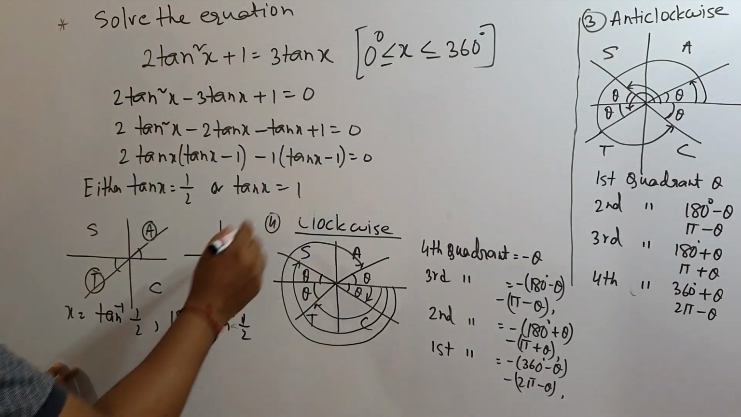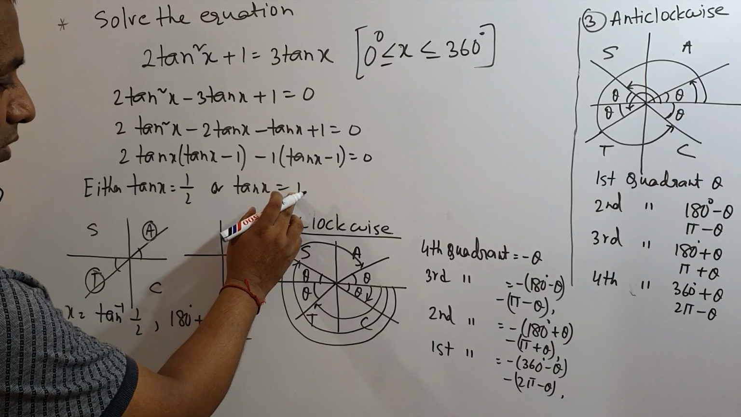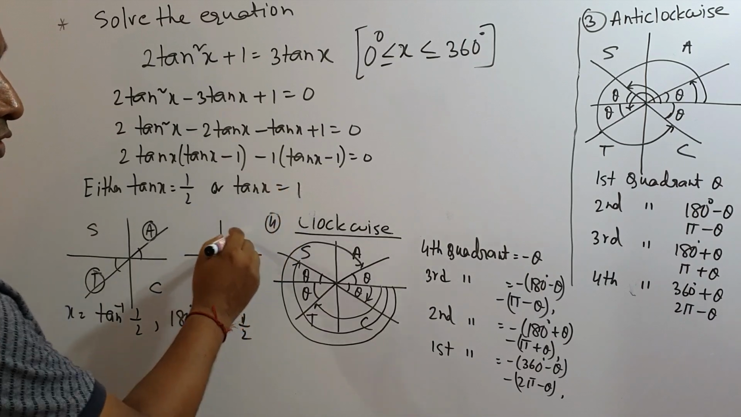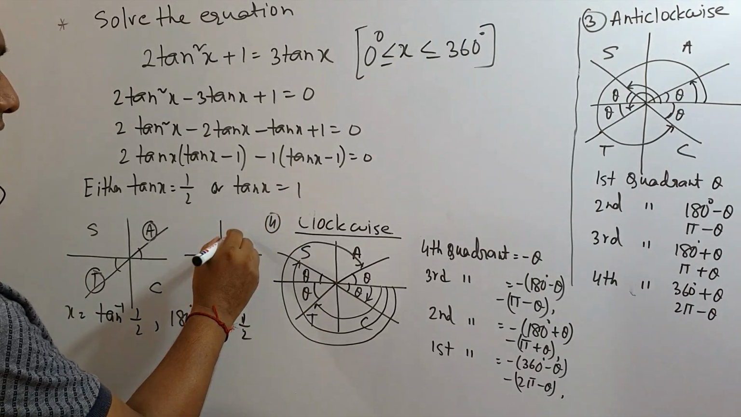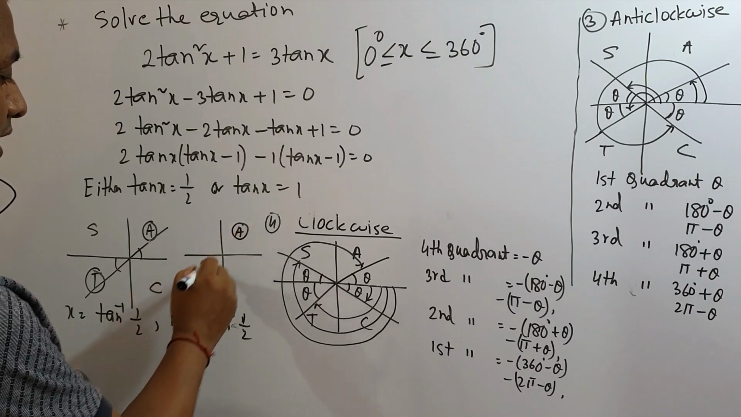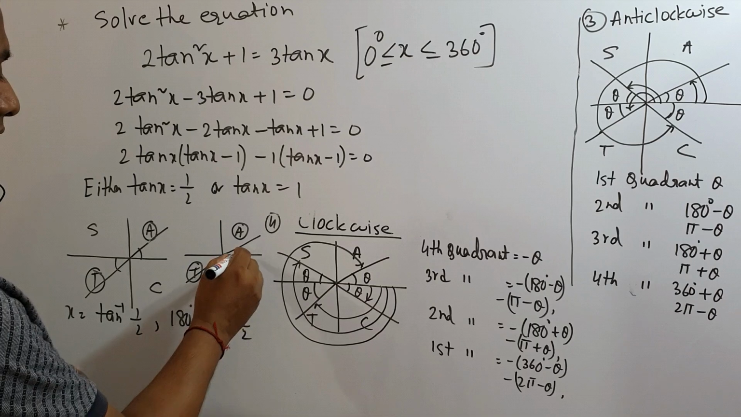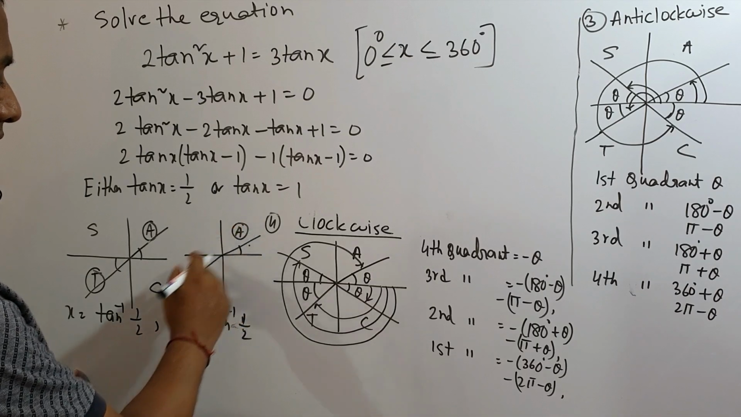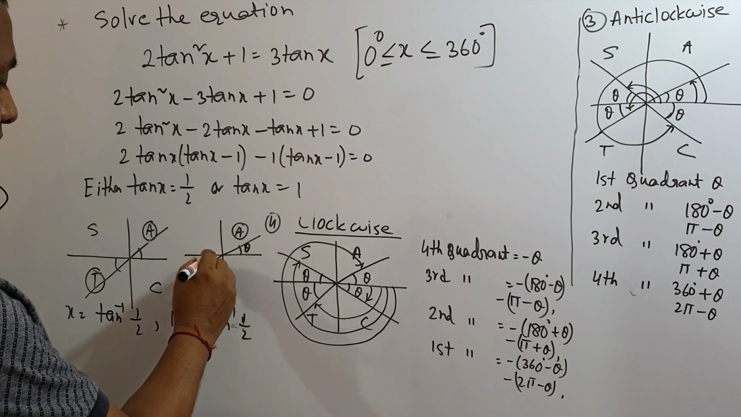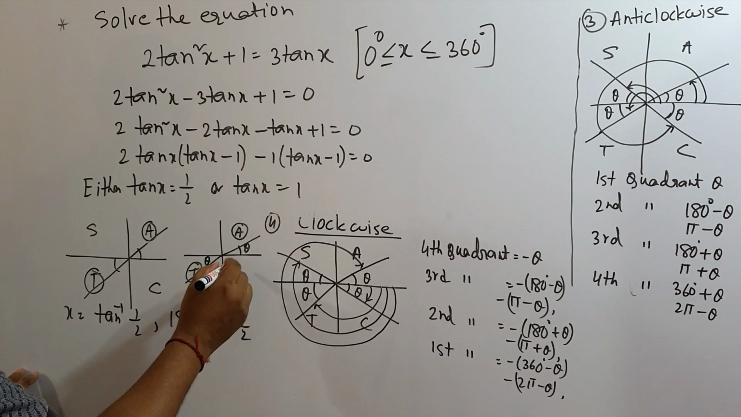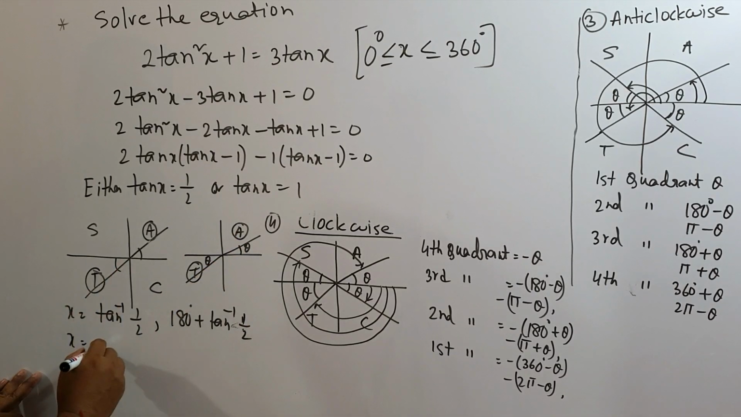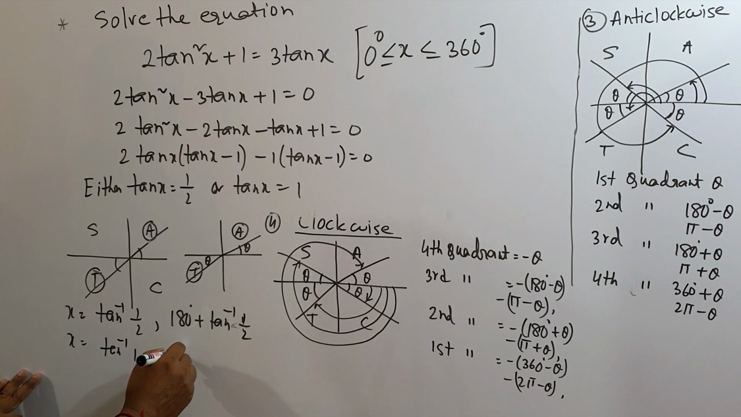If you see that tan x is 1, 1 is positive, so you are placing it in the first and third quadrant. So this is A and this is T, these two are positive. Let me make the angle with the x-axis. This is theta, this is theta. So from here the answer will be x equals tan inverse 1, then 180 plus tan inverse 1.